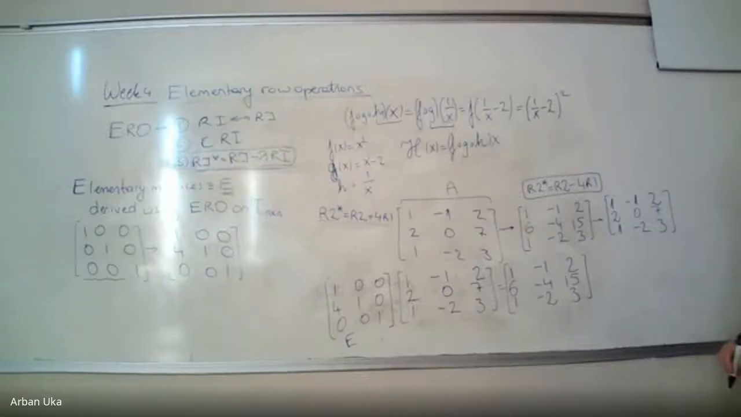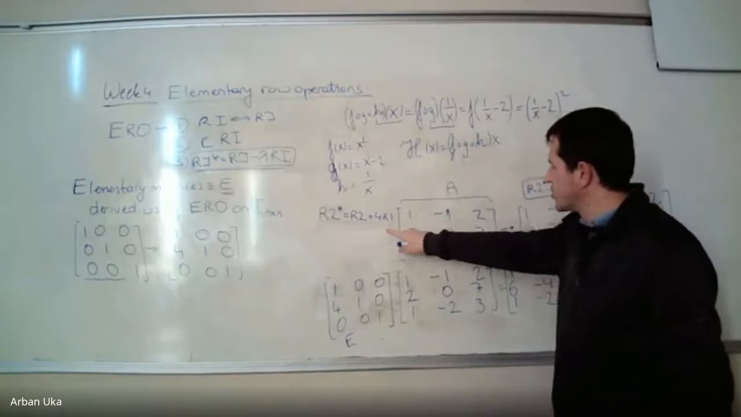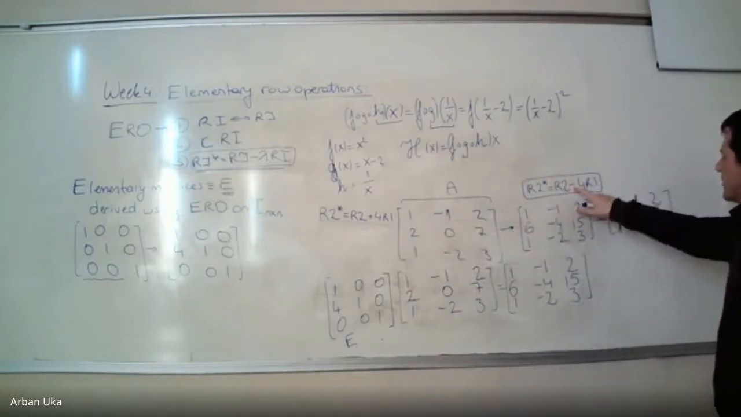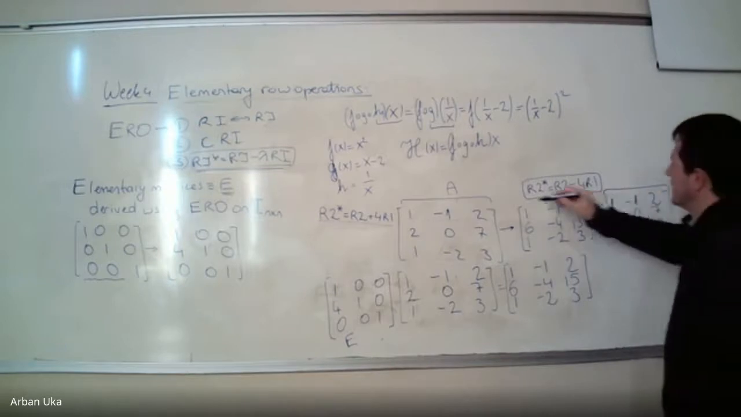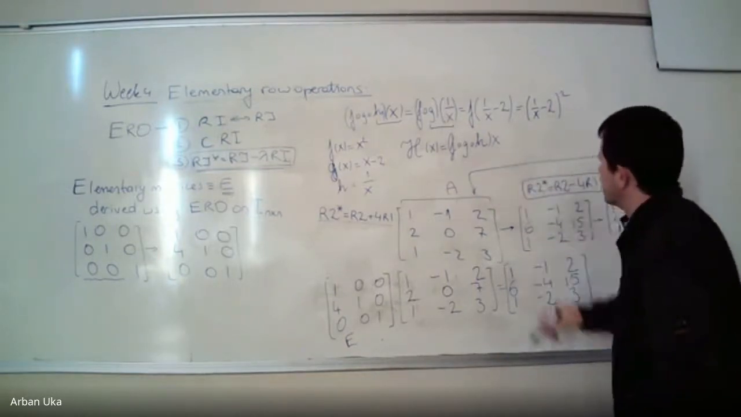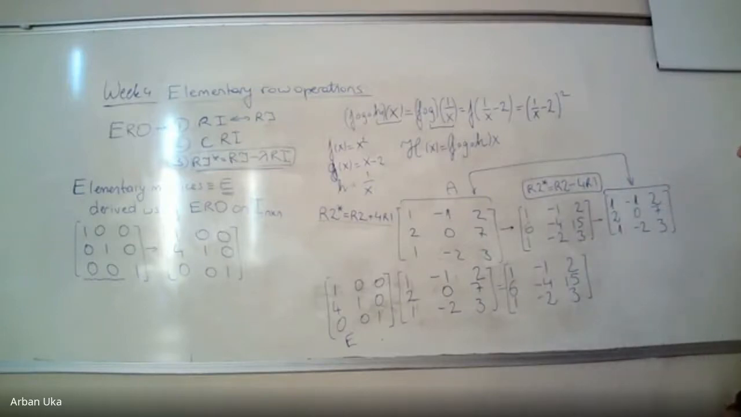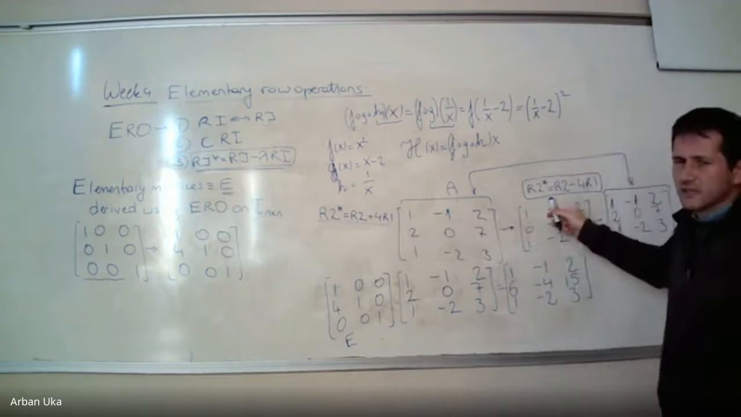Okay. So we see that from this matrix, we do this change, we obtain this, and we apply this other one, we go back to where we were. So we notice that this matrix here is the same as this matrix here. So one way we can say that this transformation is the inverse of this transformation.